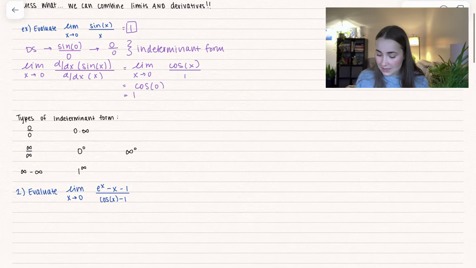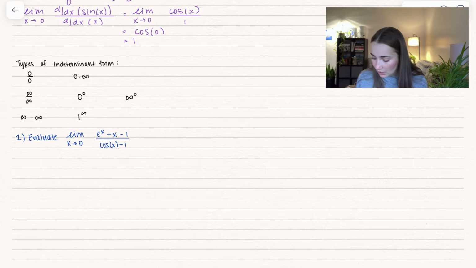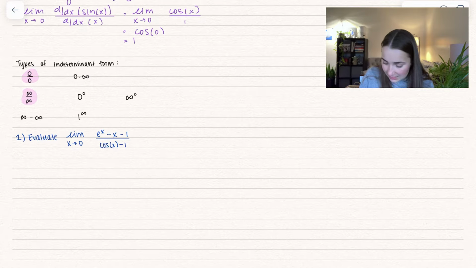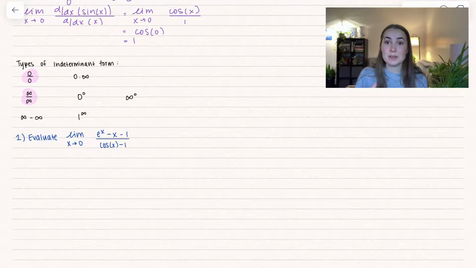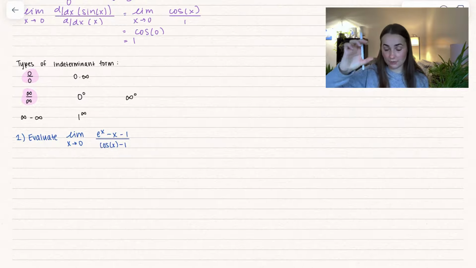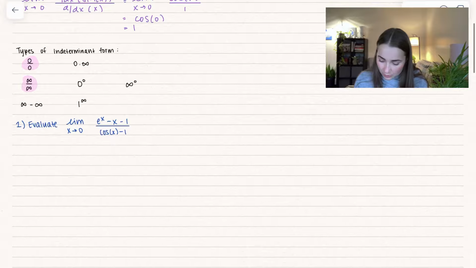There are many different types of indeterminate form. The ones that we're going to be using the most are 0 over 0 and infinity over infinity. It doesn't have to be positive. This could be like negative infinity over infinity, negative infinity over negative infinity, stuff like that. The reason that we're focusing on these two types is that L'Hopital's has to be a quotient. It has to be a fraction. So let's go through some examples.